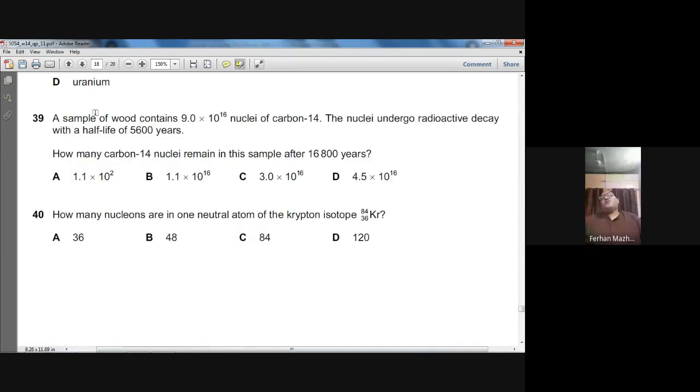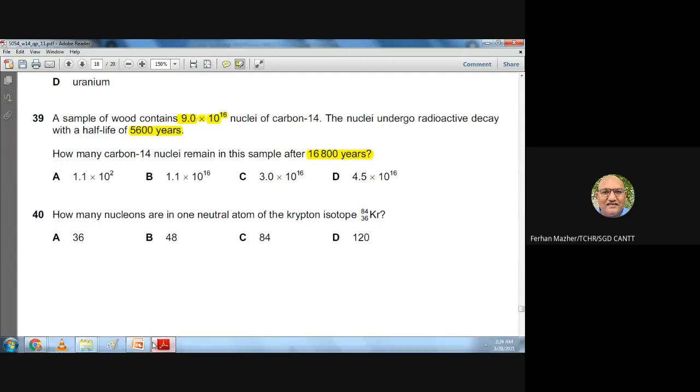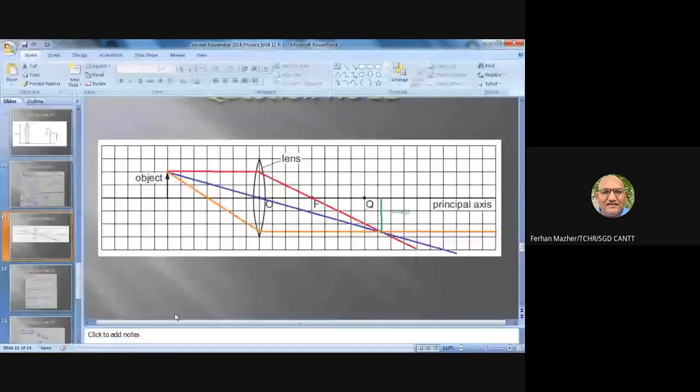A sample of wood contains 9 × 10^16 nuclei of carbon-14. The nuclei undergo radioactive decay with a half-life of 5,600 years. How many carbon-14 nuclei remain in the sample after 16,800 years? Okay, let me show you my work. I've done this on a paper.